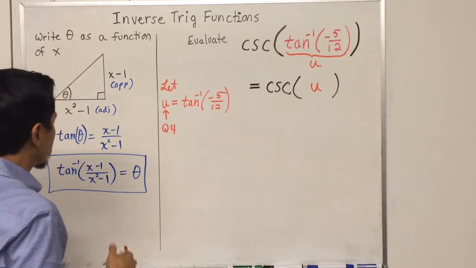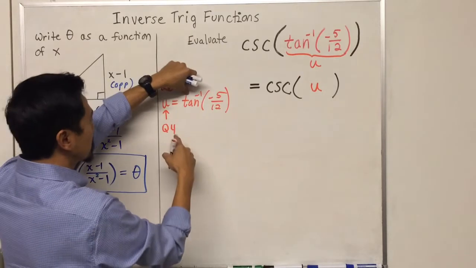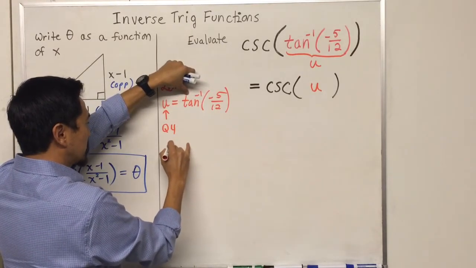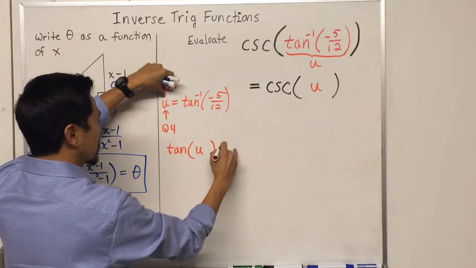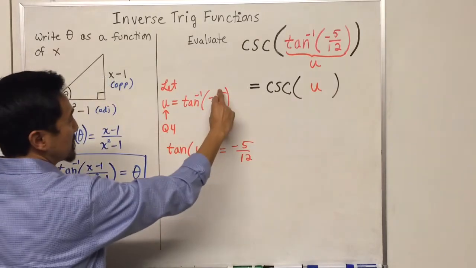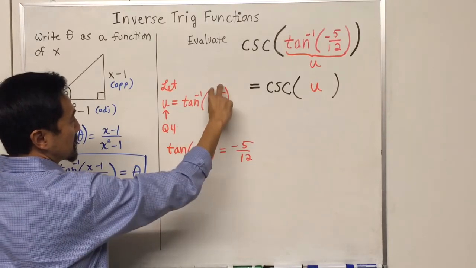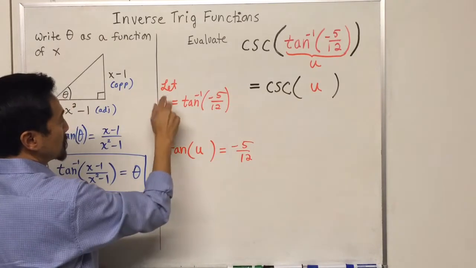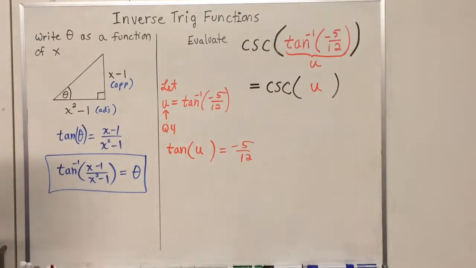Now, similar to what we did in the last example, I can now rewrite this statement in red using the tangent function. I know that the tangent of u is now going to equal -5/12. Remember, this -5/12 was the input for this function, and now it's going to be the output for the tangent function. U was previously an output, and now it is an input. Okay, great.